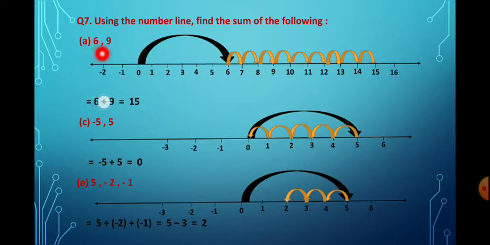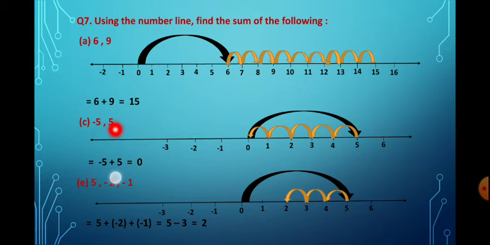Number A, 6 plus 9. So in the number line, first from 0 we'll move from 0 to 6 and then we'll move 9 steps to the right hand side. So 1 2 3 4 5 6 7 8 9, that is 15. So let us recheck it. 6 plus 9 equals 15.